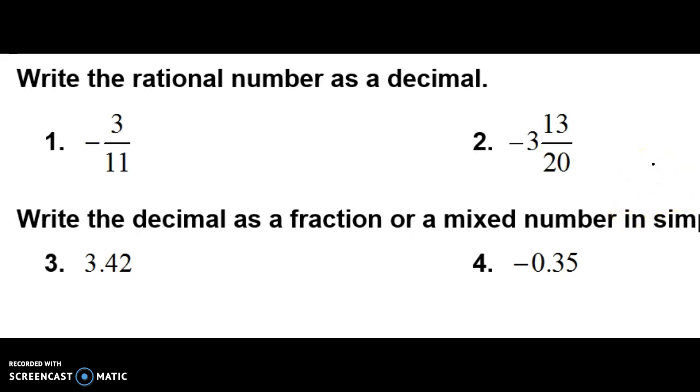So first thing we're doing here is we need to write the rational number as a decimal. So whenever we do that, we know that we're going to be having to use division. So for this one, this first one, -3/11. I know that I have 3 on the inside, and I have 11 on the outside.